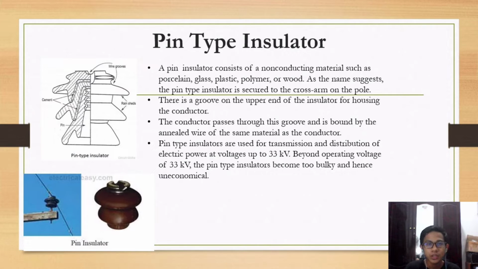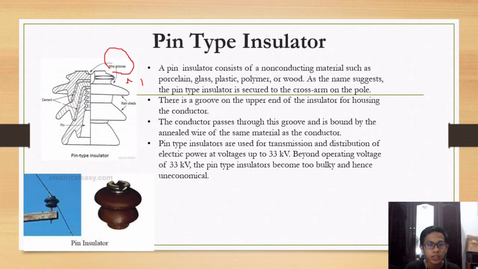Okay. First, the pin type insulator. A pin insulator consists of a non-conducting material such as porcelain, glass, plastic, polymer or wood. As the name suggests, the pin type insulator is secured to the cross arm on the pole. There is a groove on the upper end of the insulator for housing the conductor. The conductor passes through this groove and is bound by a wire of the same material as the conductor.